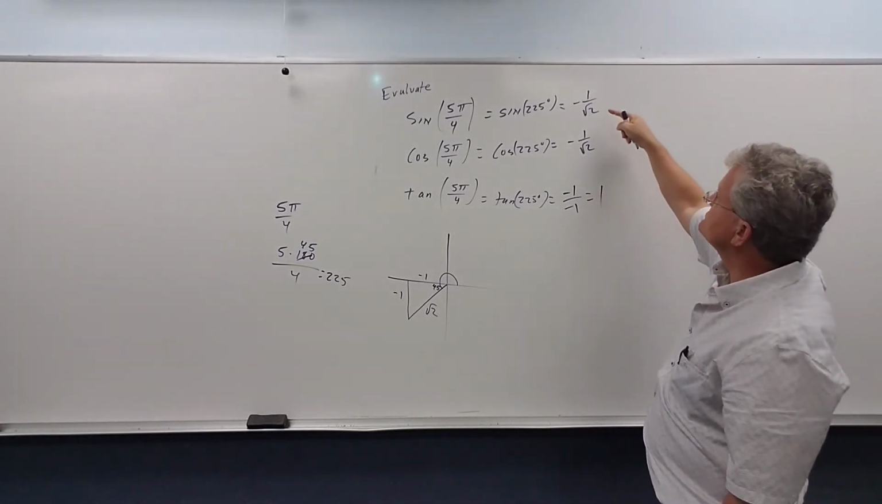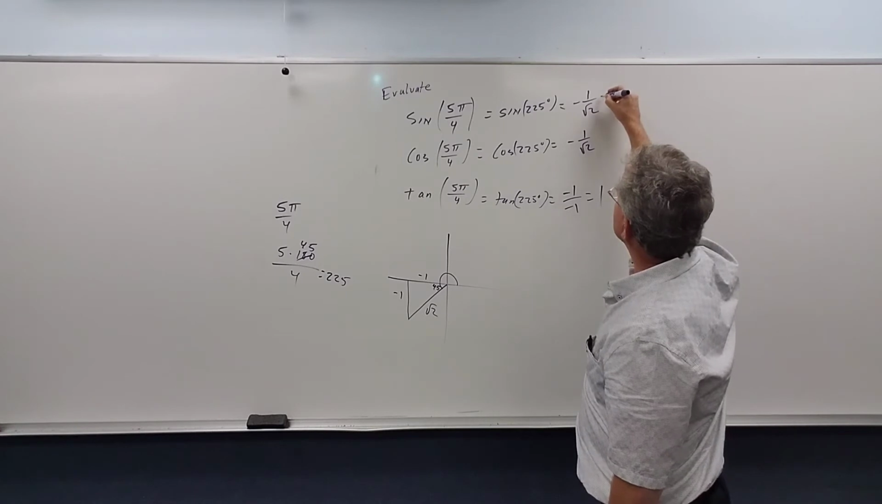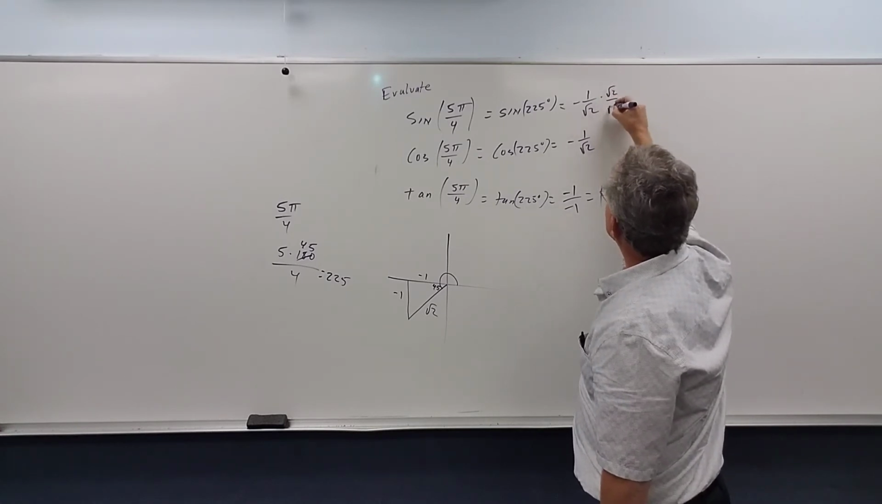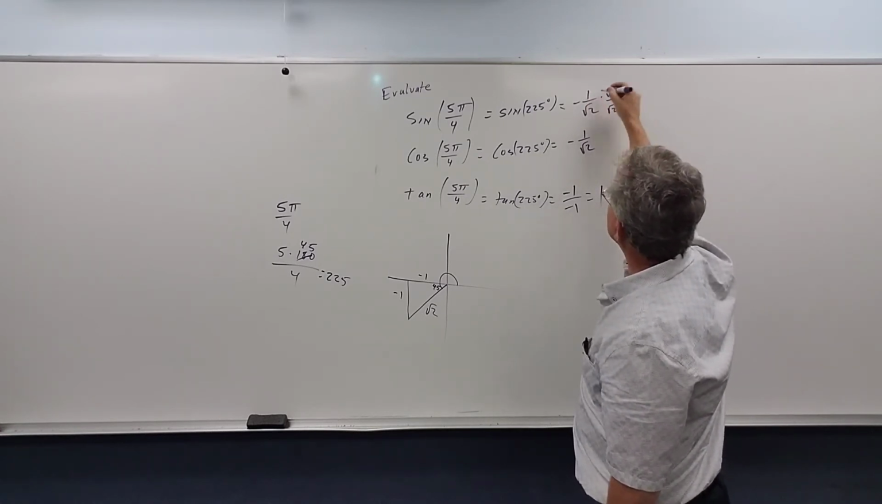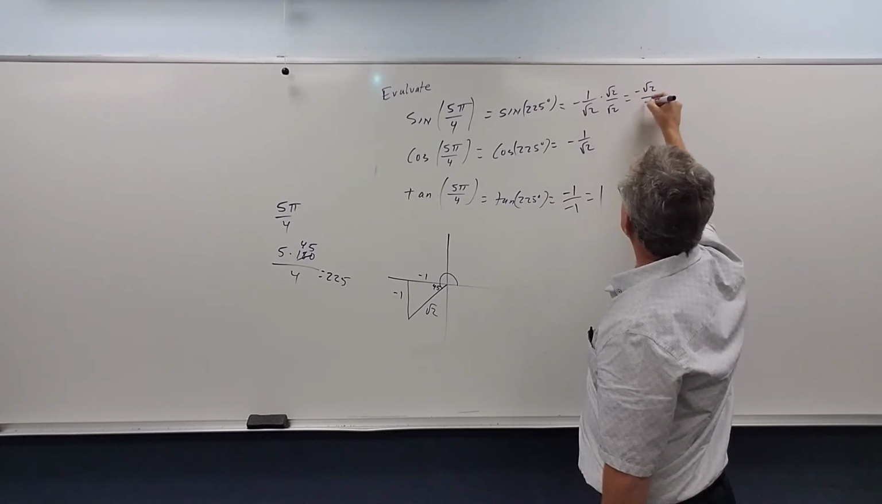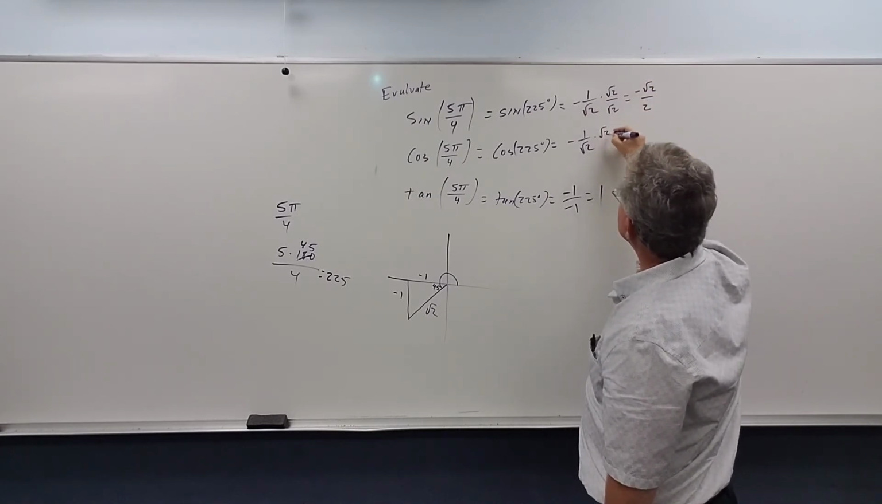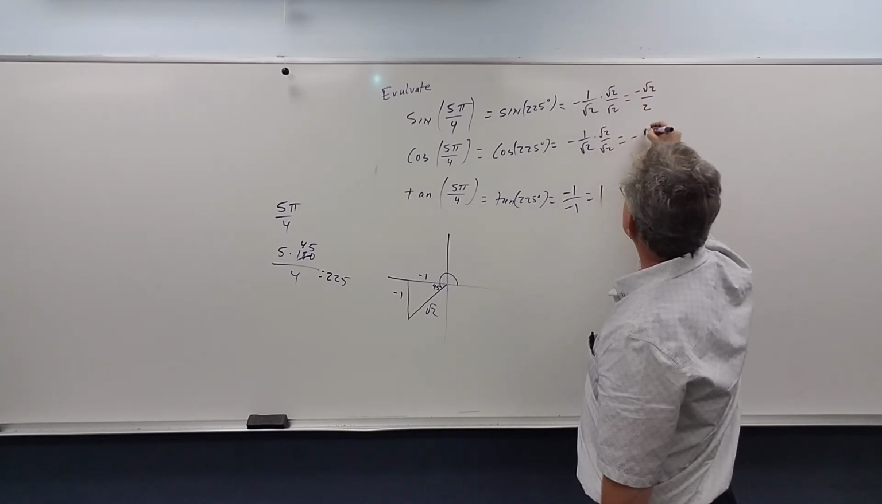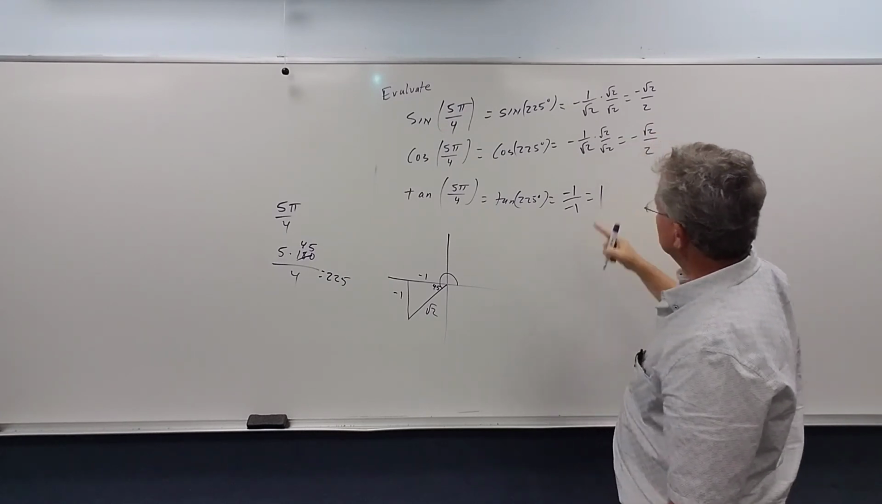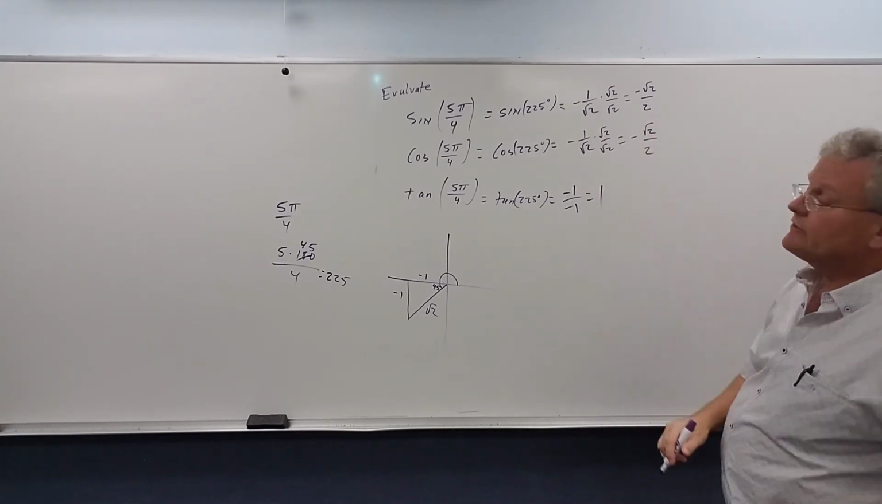The only thing is rationalize the denominator, multiply this by root 2 over root 2, so we get negative root 2 over 2. Same thing here, negative root 2 over 2, and this one is 1. So there's our answers.